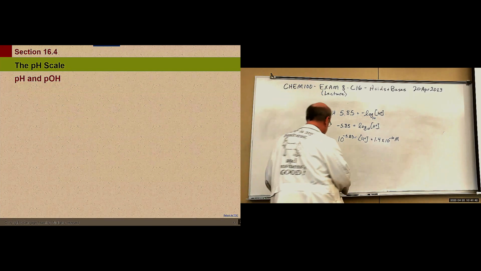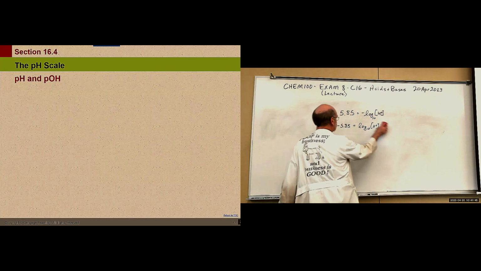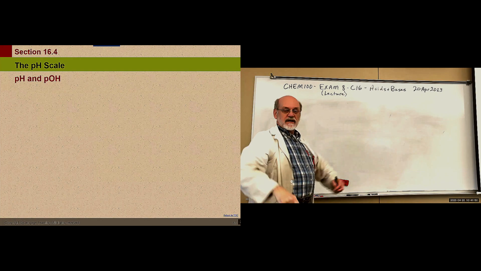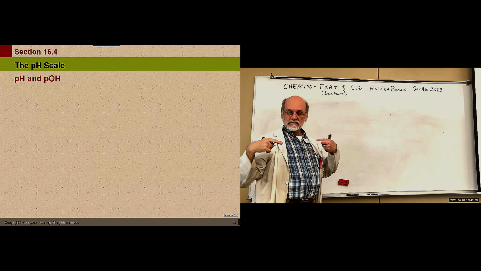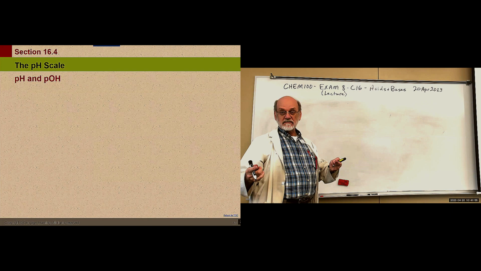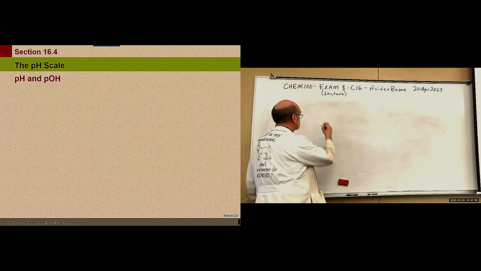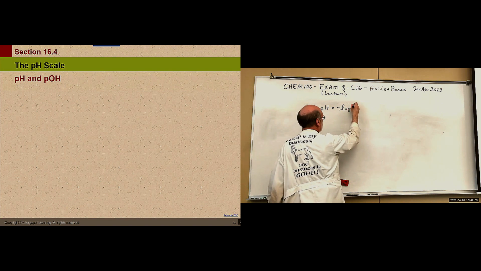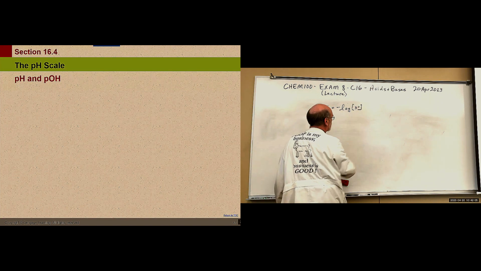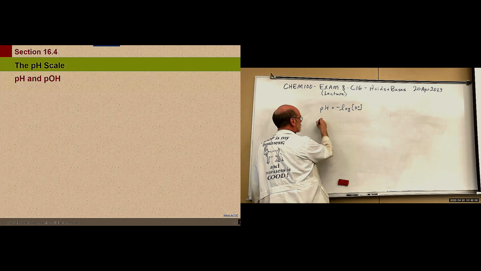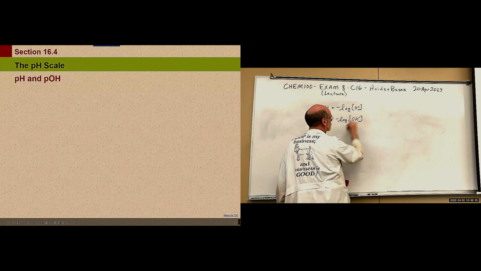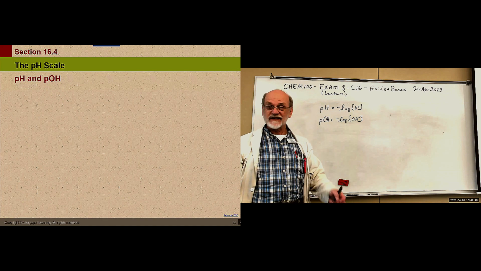Okay. Now I'll throw another curve at you. pH is a mathematical calculation. That's it. Negative log of hydrogen ion concentration. What if we do the same thing with OH? Let's call it pOH. Negative log of hydroxyl ion concentration. How about that? That's perfectly valid.